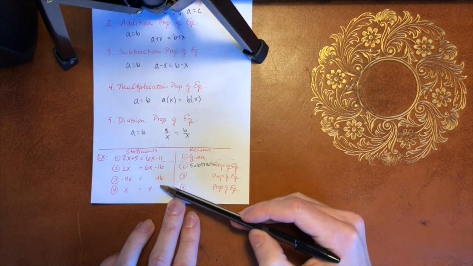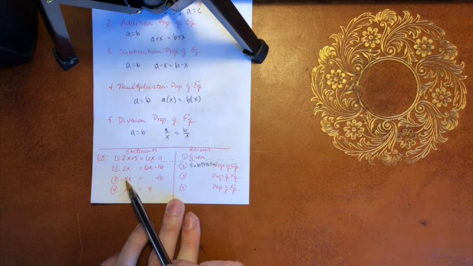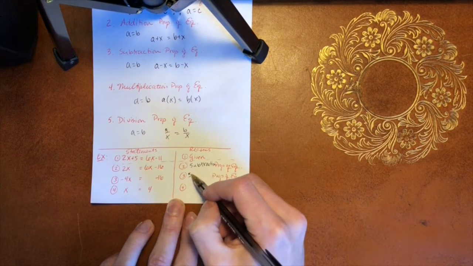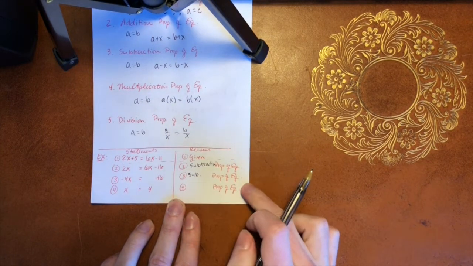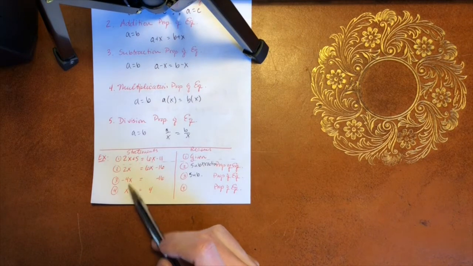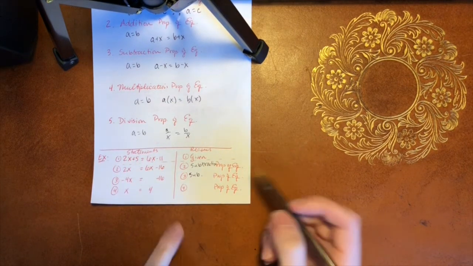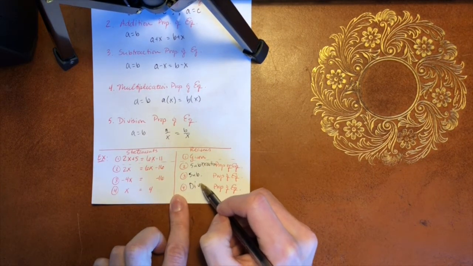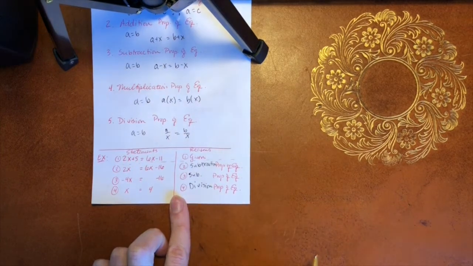Step 3, we've taken that one step further. The 6x has moved to the other side, again through subtraction. 2 minus 6 gives us that negative 4, so this is the subtraction property of equality. Our final step here, x equals 4. Well, how did negative 4x become positive 1x? Through division, so that's our division property of equality. Let's have a look at another proof.